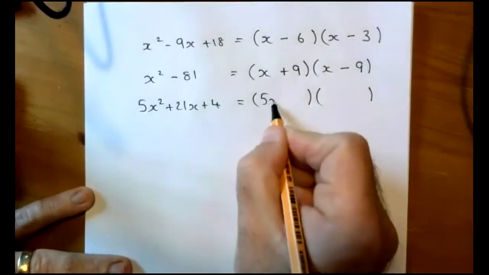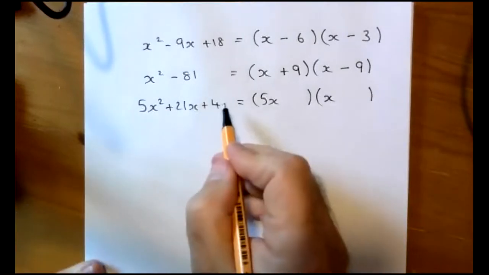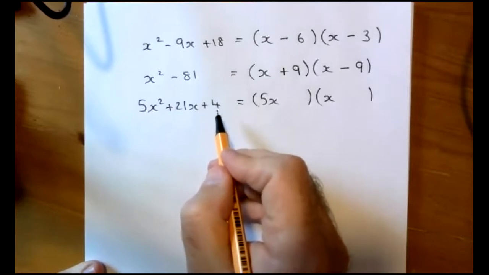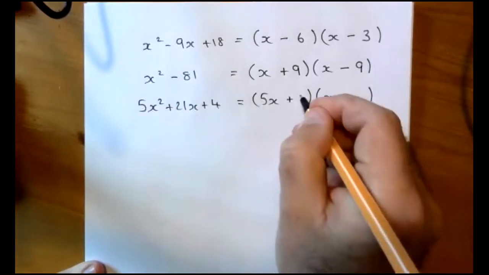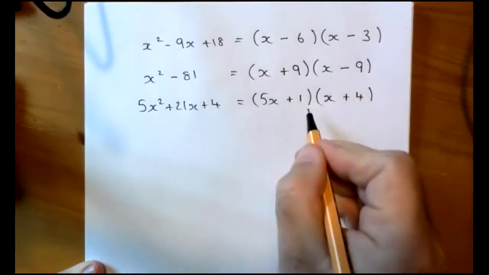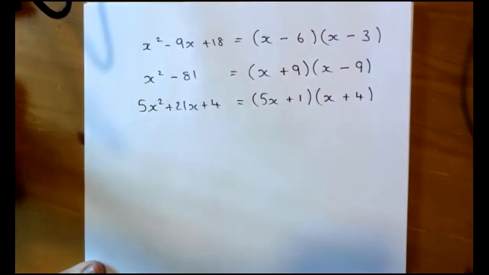Okay, so it can be 5x and x. I notice that two numbers multiplied together give you 4, which are 1 and 4. If I place the 1 here and the 4 here, I get 20x plus 1x, which gives me my 21x. Again, check your answers, make sure you've got them all correct, and then we can move on to the next part.